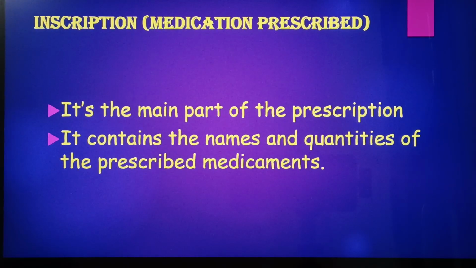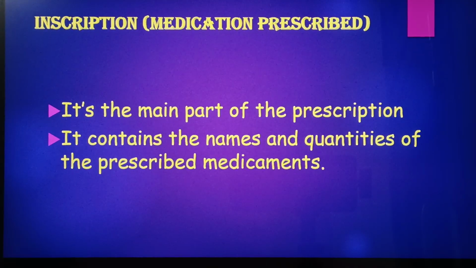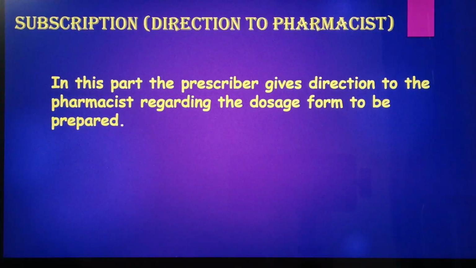Now the next part is the inscription. It is the main part of the prescription, which contains the names and quantities of the prescribed medicaments, or in easy words, this part contains the name of the drugs and dosage. The next part is the subscription. Subscription is the direction to the pharmacist. In this part, the prescriber gives direction to the pharmacist regarding the dosage form to be prepared.